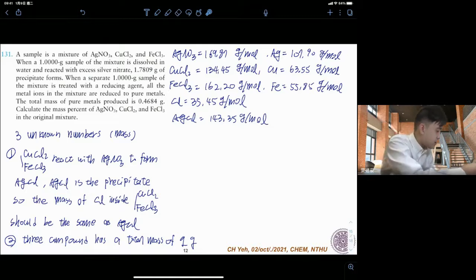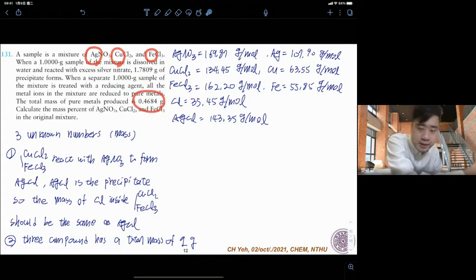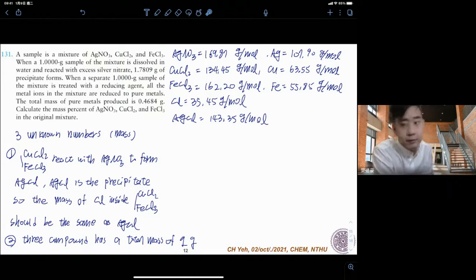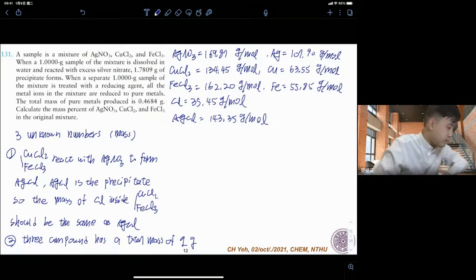And the second clue: the 3 compounds have a total mass of 1 gram. And the third clue is that if we analyze the metal's mass inside the 3 compounds, we have a total mass of 0.4684. So we have 3 clues already. 3 clues give 3 different equations, so we can set up 3 different unknown numbers. Okay, so now it will be easy.